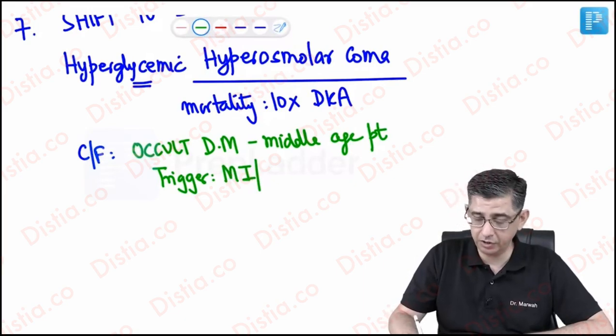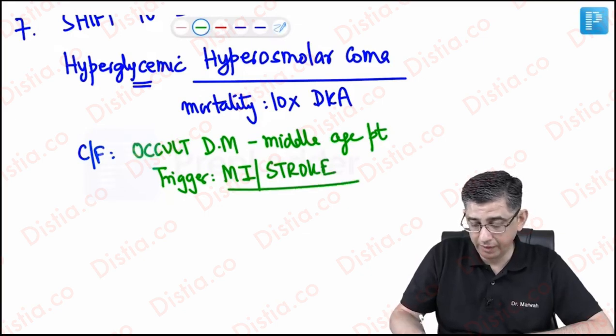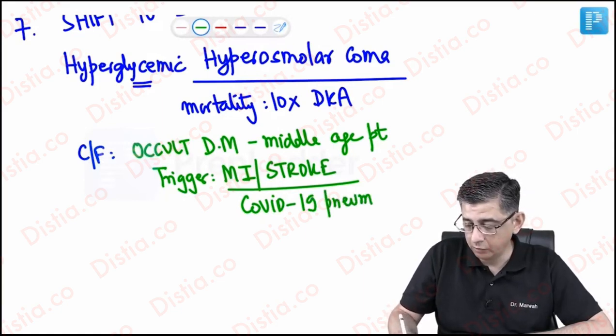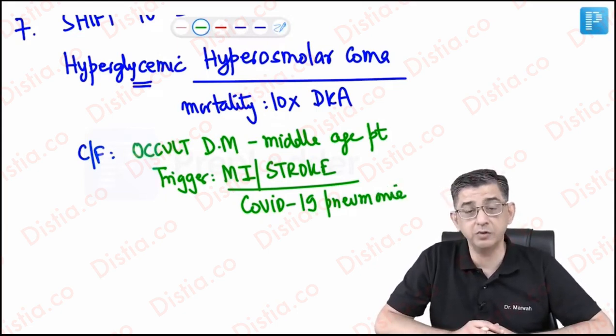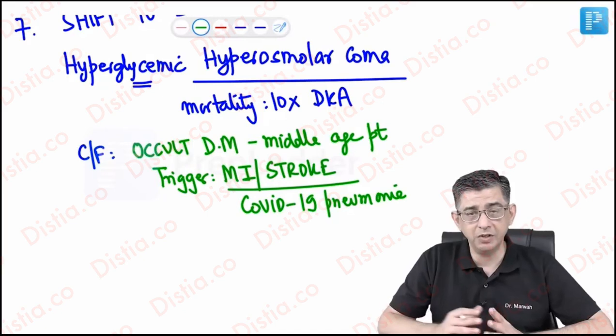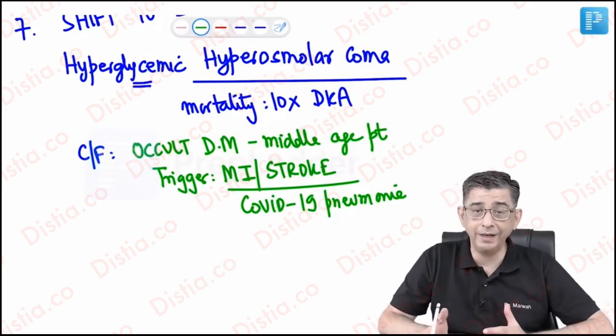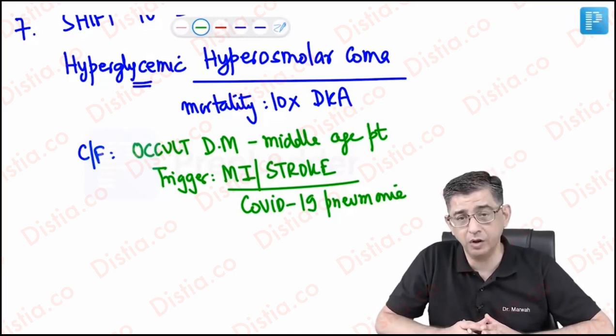myocardial infarction. It could be stroke, it could be COVID-19 pneumonia. In fact, this has happened a lot of times that a person suffered from moderate to severe COVID-19 pneumonia, was admitted in the hospital, and subsequently went into encephalopathy because there was a triggering of a hyperosmolar state. Why? Because one, he's anyway receiving steroids, and second, he is not eating anything, so there's definitely some starvation component.